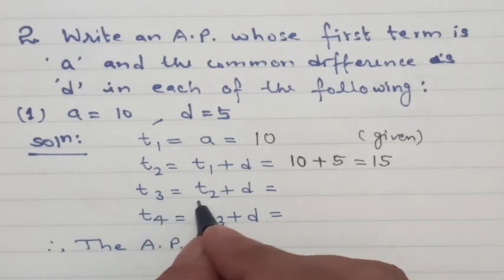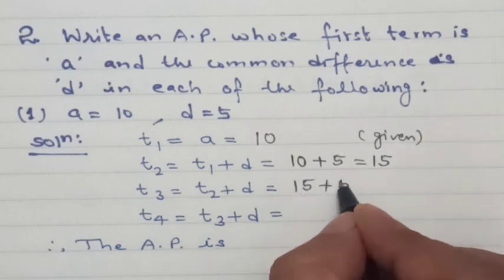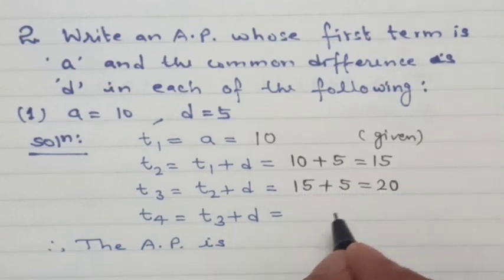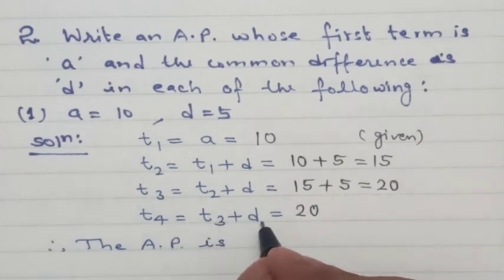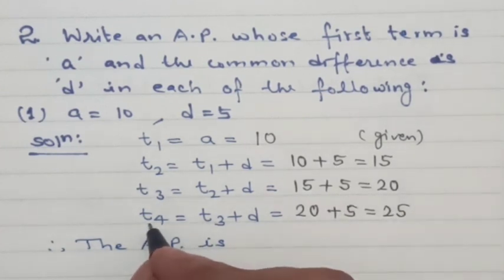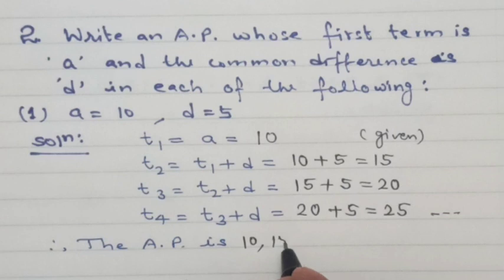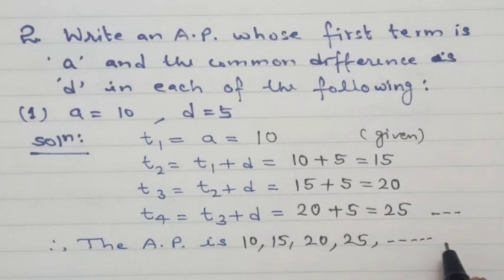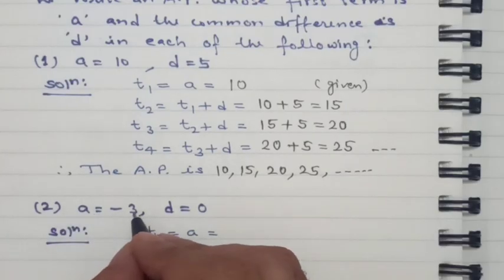T3 is equal to T2 plus D. T2 is 15 and D is 5, so it is equal to 20. Same way, 20, which is your T3, plus D, D is 5, will give you 25, which is your T4, and so on. Therefore the AP is 10, 15, 20, 25, and so on. That is an infinite sequence.